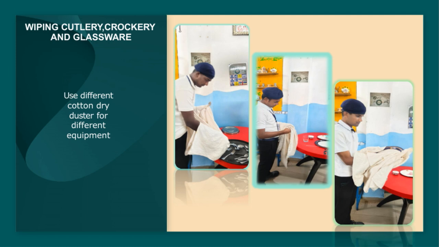Speaking of cutlery, crockery, and glassware, these are items that come into direct contact with food or beverages, so they need special care. When wiping these items, always ensure you're using a clean, soft cotton dry duster. Using a fresh duster for each category not only maintains cleanliness, but also extends the life of your cleaning tools. Remember, proper wiping ensures that these items are not only visually clean, but also hygienic and safe for use.